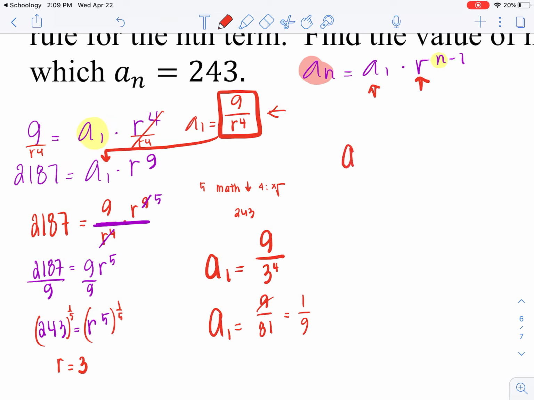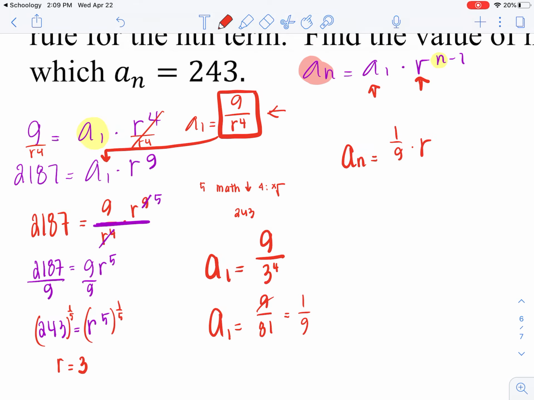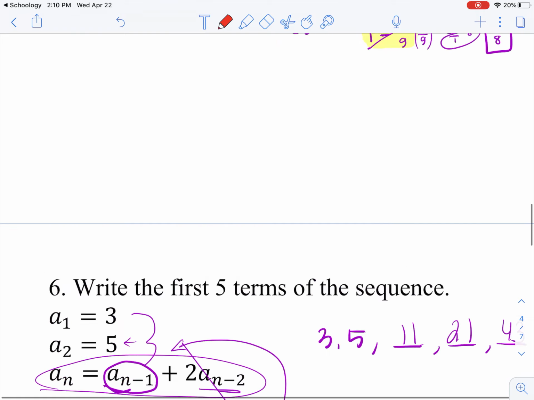So now I can write my rule. A sub n equals a sub 1, 1/9, times r to the n minus 1 power. And I put r because I got a message and I started looking at it. Okay, times r, a 1/9 times, where's my r? 3. 3 to the n minus 1 power. Now, you don't need parentheses around that 3, but I like putting them there. Okay, and that's it. So that's just a summary of a few things that we did.